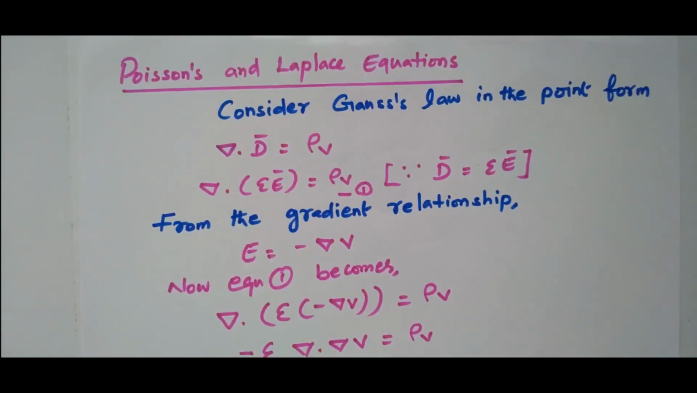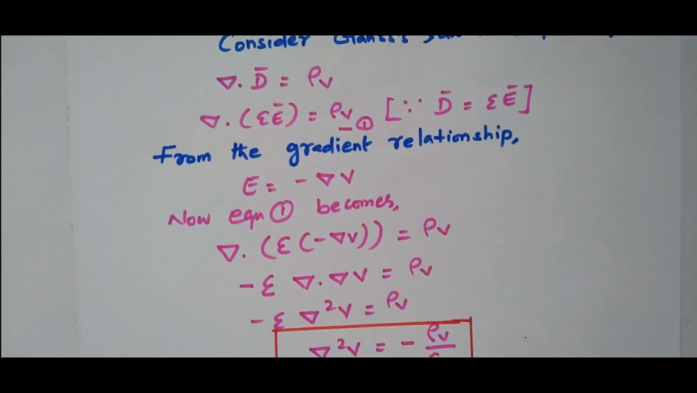Now we'll see the Poisson and Laplace equations, right? We start from the Gauss law in point form, del dot D equals rho v. Right, we start from this expression, del dot D equals rho v. You know that D equals epsilon E. So replace this D with epsilon E. Right. So del dot epsilon E equals rho v. We take this as equation number 1.